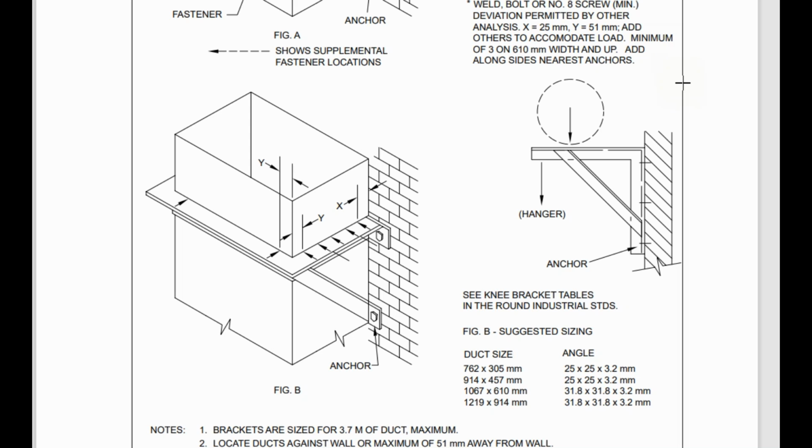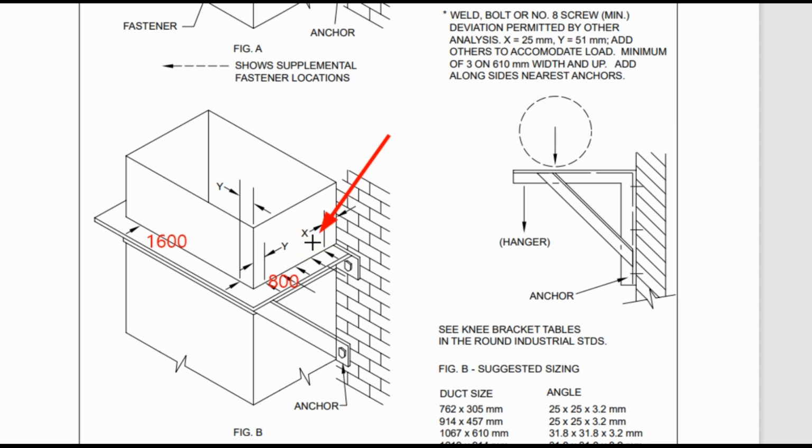Now we'll do the sample calculation for the same duct riser for cantilever type support. You can see for cantilever type of support, no need to make clearance between support and duct. We can attach the angle with the duct on all four sides. For duct riser, this dimension is 800 mm and this one is 1600 mm.